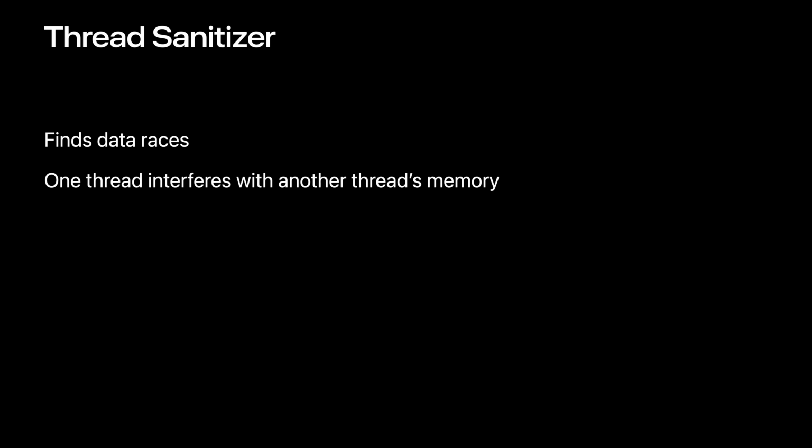Thread Sanitizer finds data races, which happen when one thread interferes with memory accessed by another thread, without synchronization between the two. This can cause memory corruption even under automated reference counting.